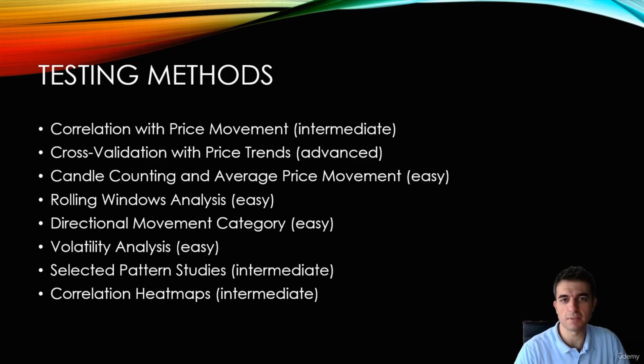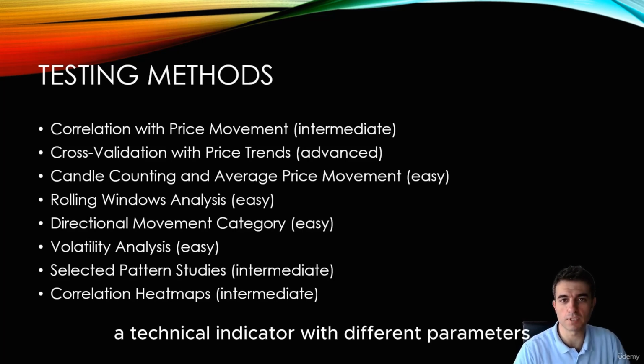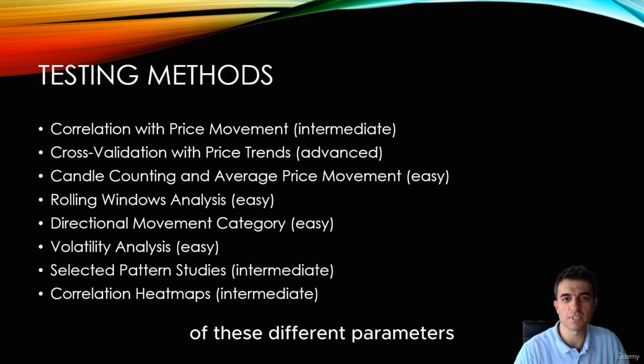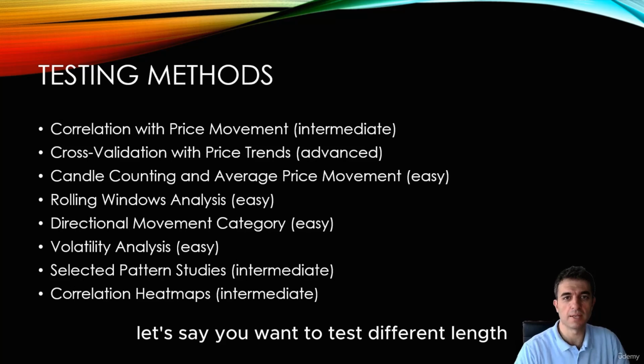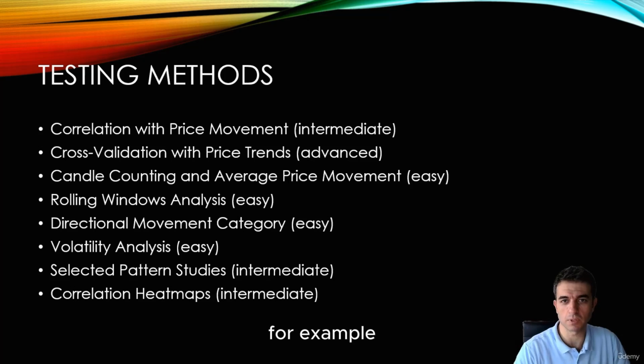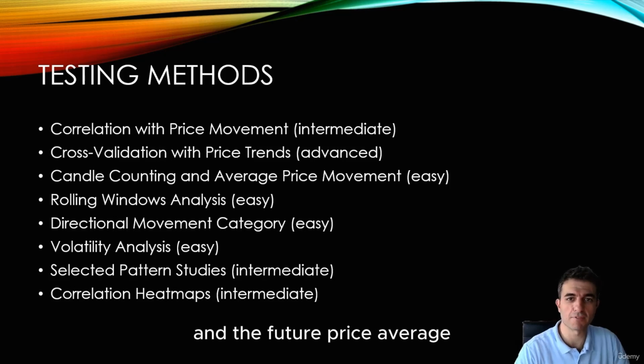For example, we can test a technical indicator with different parameters, computing the correlations of these different parameter setups with the future price movements. Let's say you want to test different lengths of analysis for the same indicator. For example, the RSI 20, 5, or 25, or anything else. And we can plot a two-dimensional heat map showing correlations between the indicator values and the future price average for different lengths. Just like the RSI, for example, we can use it with the length 14 or 20 or maybe 10.